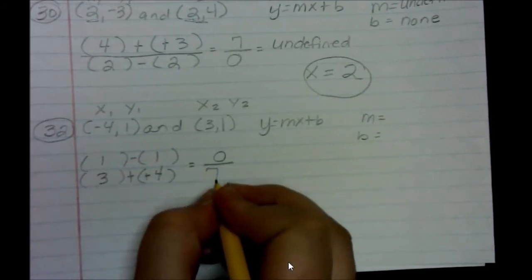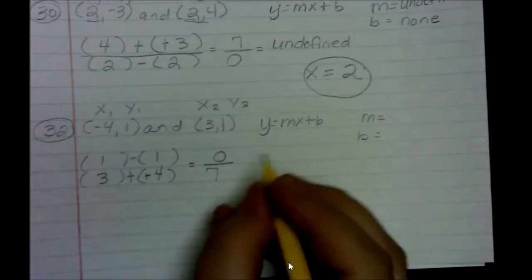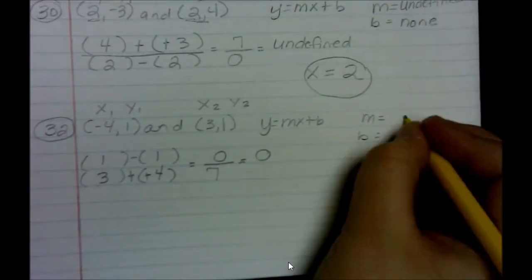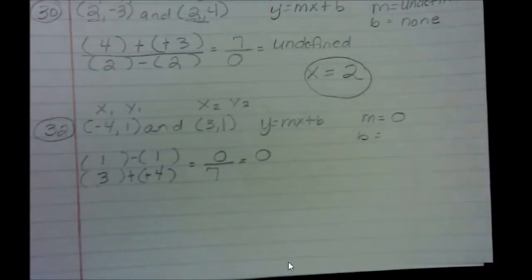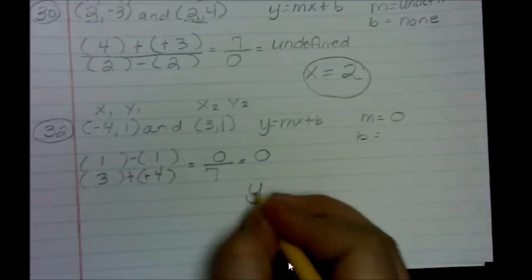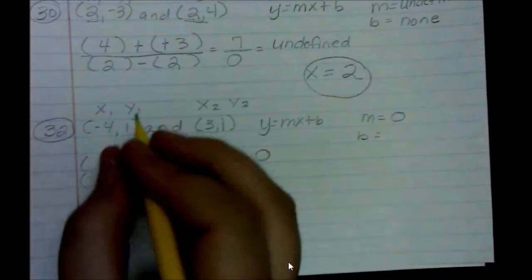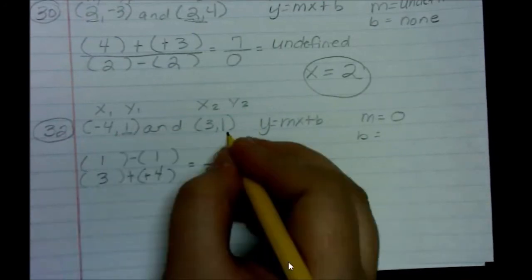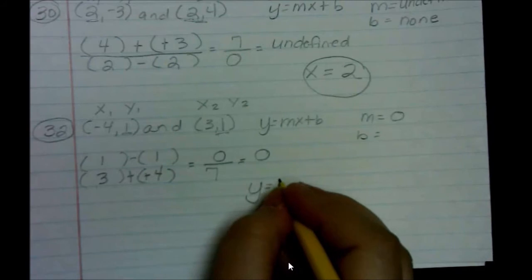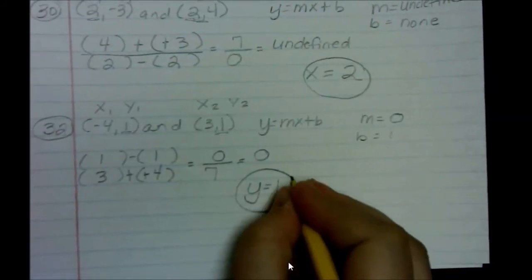When you have a 0 in your numerator, that gives us a slope of 0. Remember, whenever you have a 0 slope from section 3.1, we know we will have y equals some number. So we look over here and see, well, what does y equal? 1 on both of them, so y equals 1. That is the equation of this line.